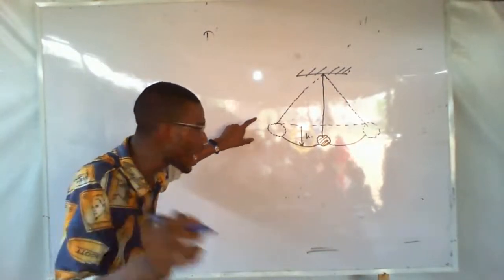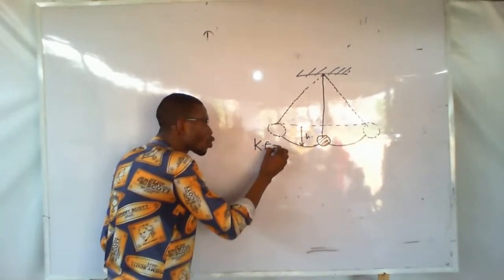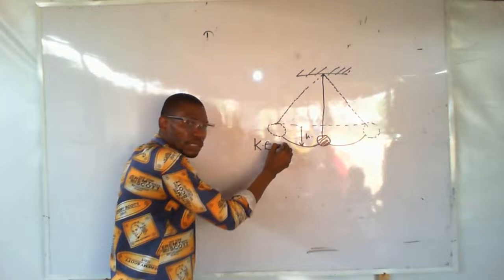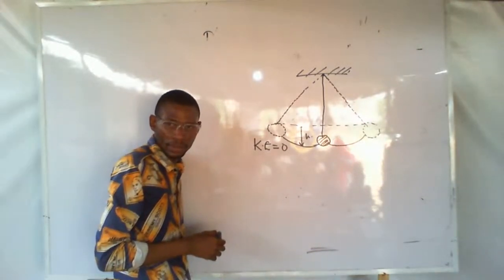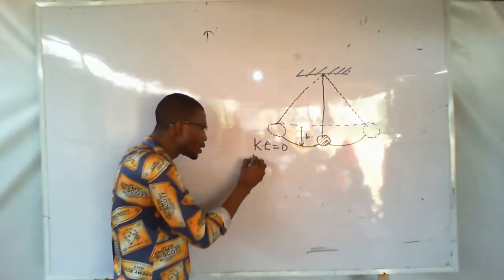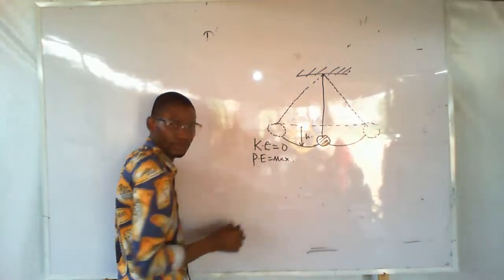And at this point here, the kinetic energy which the object is going to have will become 0. It will become what? 0. And at that point, the potential energy becomes what? Maximum.